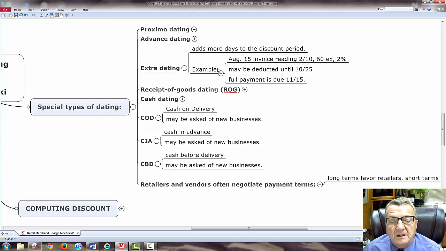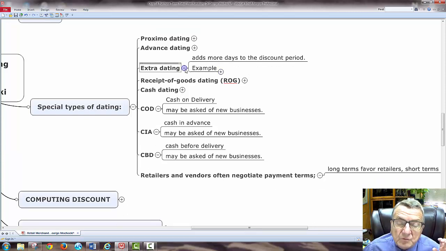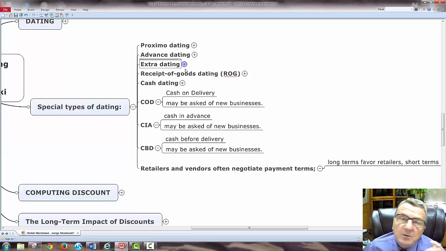Okay. Extra dating adds more dates to the discount period. Maybe deducted to here. And it's always on the invoice. It lets you know what kind of agreement you have, or you may have some trouble and say, hey, can I get an extension? And do you want to keep the relationship? Yeah, sure, we'll give you 15 extra days.